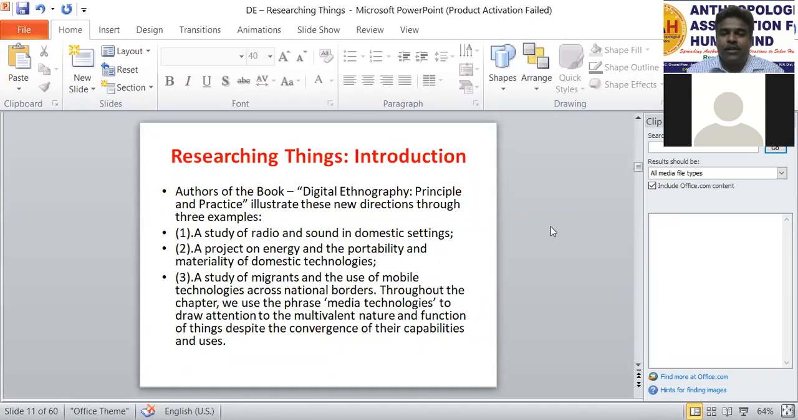Throughout the chapter, the authors use the phrase media technologies to draw attention to the multivalent nature of the function of things, despite the convergence of their capabilities and uses.